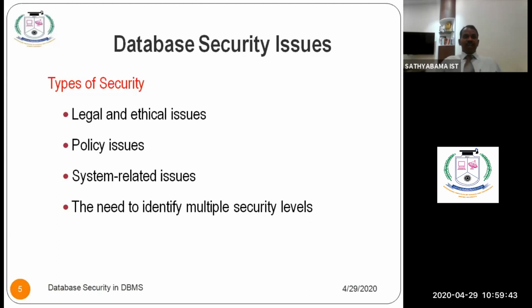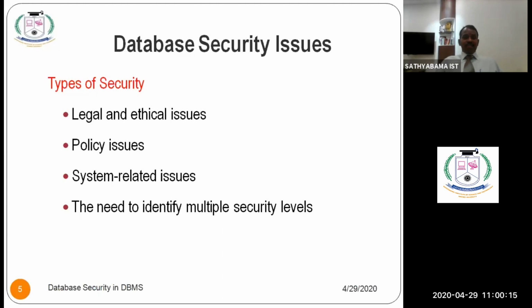And in many organizations, they have multiple levels of security. Multiple level security is given for different roles. That is, we have top level security, bottom level security, data level security, administration level security. There are different levels of security. That is also ensured during the database design. So these are the types of security issues which take place.